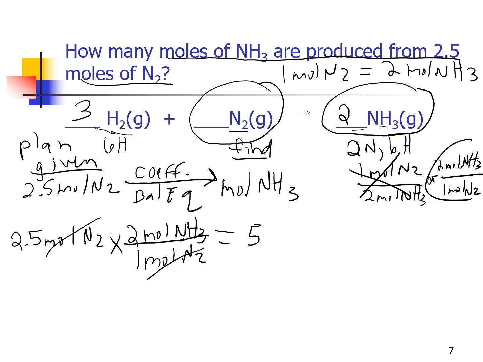We want to watch our significant figures. In our problem, 2.5, we were given 2. What we're given in the problem determines the number of significant figures in our answers, so we need to add a 0 to have 2 sig figs in my answer. So it's 5.0 moles NH3. MOL is an abbreviation for mole.